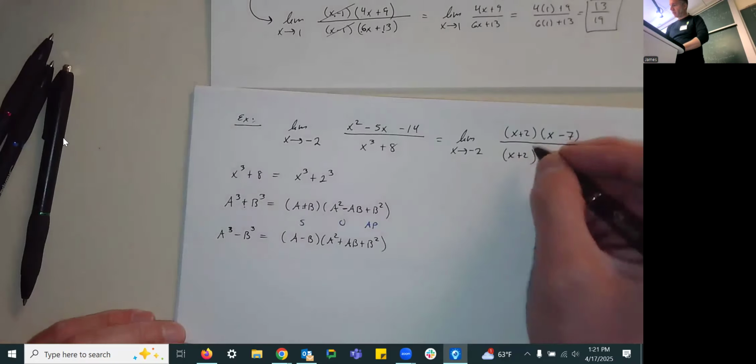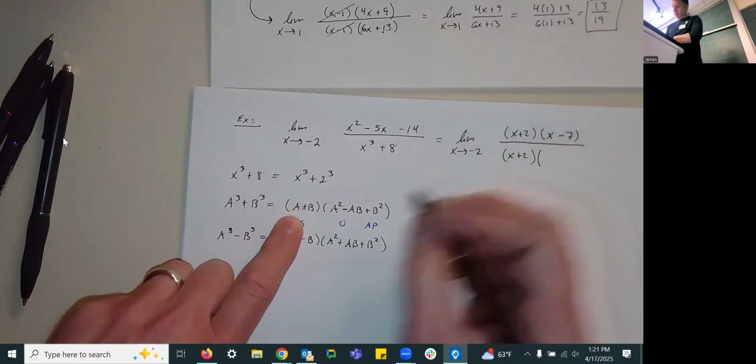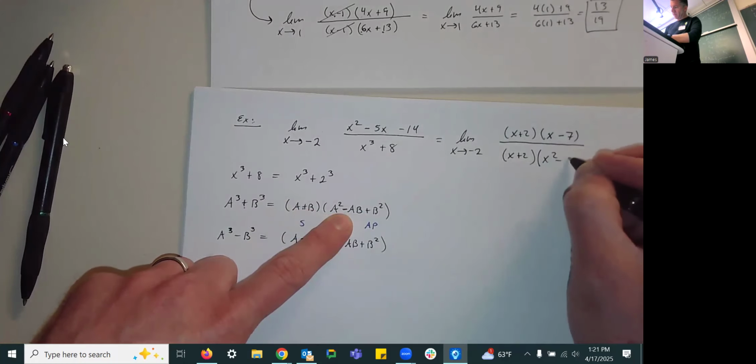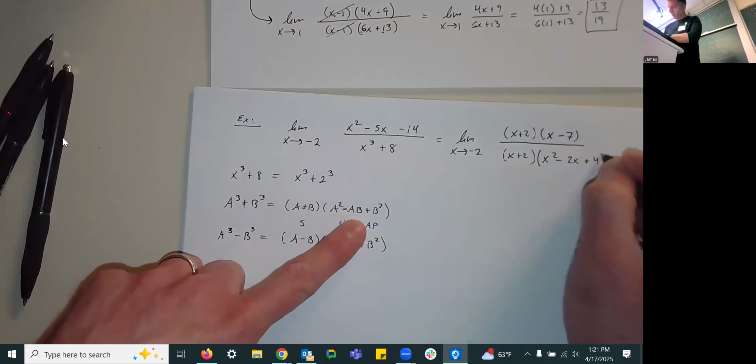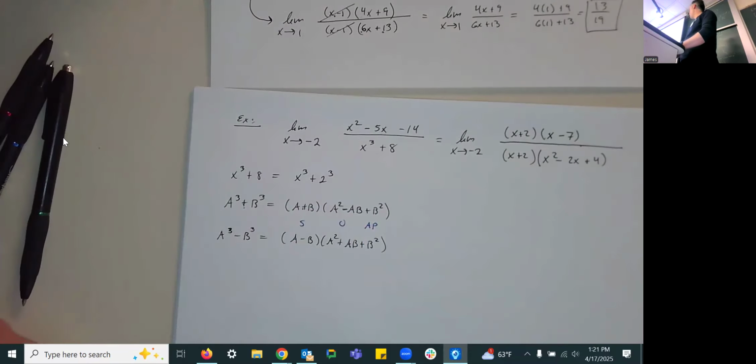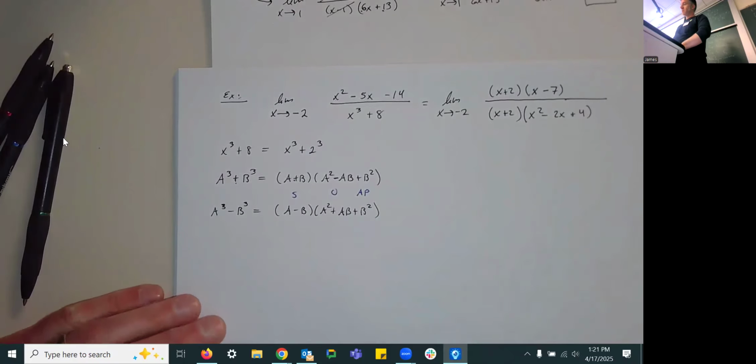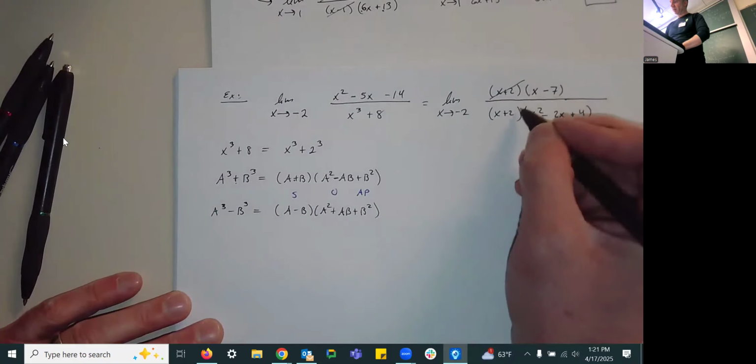So this right here is going to factor as x plus 2 times x squared minus 2 times x plus 2 squared. If you're not convinced, you can on your own multiply that out sometime and see that it does multiply out to be x cubed plus 8. And then we can divide x plus 2 by x plus 2.